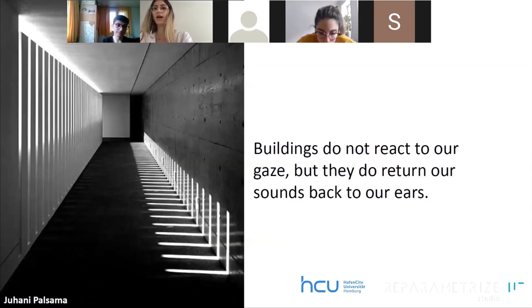Here Juhani is saying, "Buildings do not react to our gaze, but they do return our sounds back to our ears," which is a really cool thing. As much as we think that we engage with buildings with our eyes, to be honest, buildings engage with us through sound.